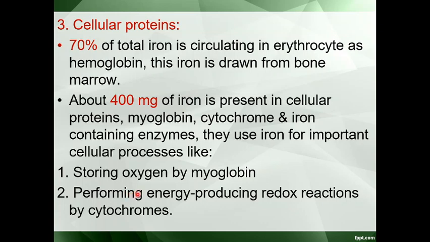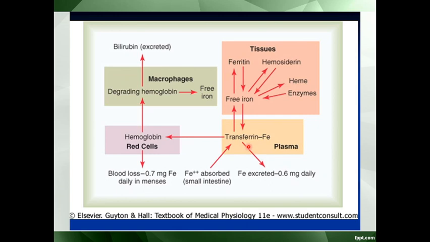Iron is bound, then the myoglobin performs its function, and the cytochromes perform energy-producing redox reactions. So the transport of oxygen by myoglobin and hemoglobin, and performing the oxidation-reduction reactions as you have seen in the electron transport chain. Here, this is the hemoglobin.